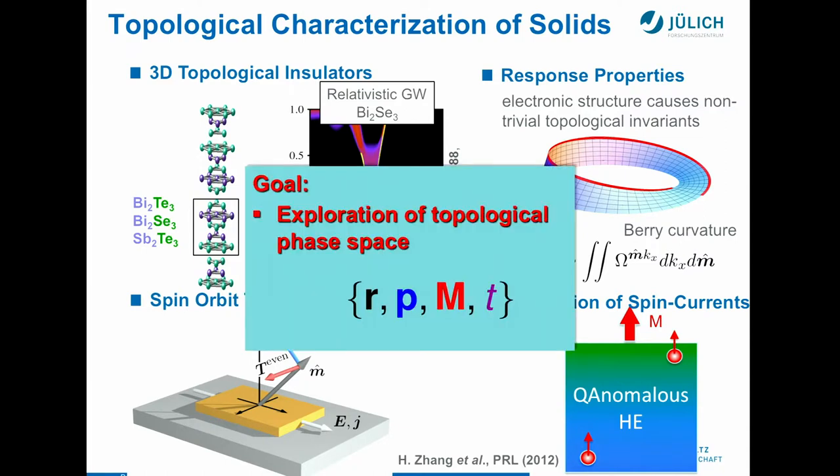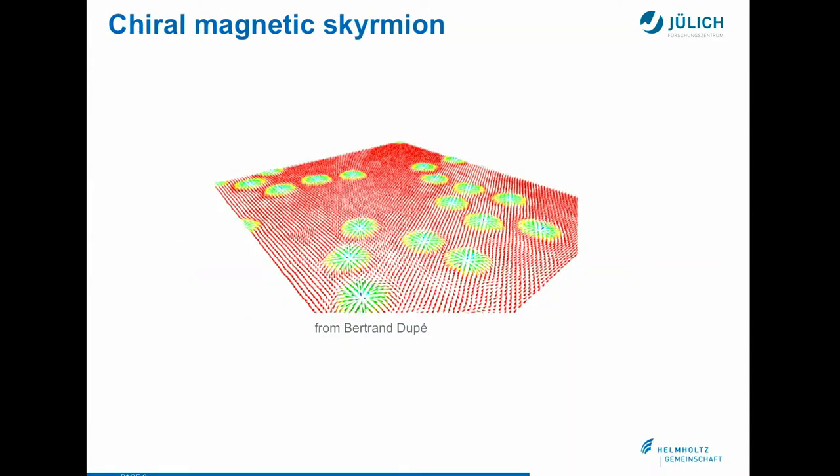Basically, what I explored so far in this lecture is the momentum space. Of course, we have a real space, we have a magnetization space, we have a time domain. You can imagine that in this 10-dimensional space you can have an enormous amount of invariants, which are mostly unexplored. I'll give you one other example of an invariant, which is in this magnetization space, and that is the chiral magnetic skyrmions.